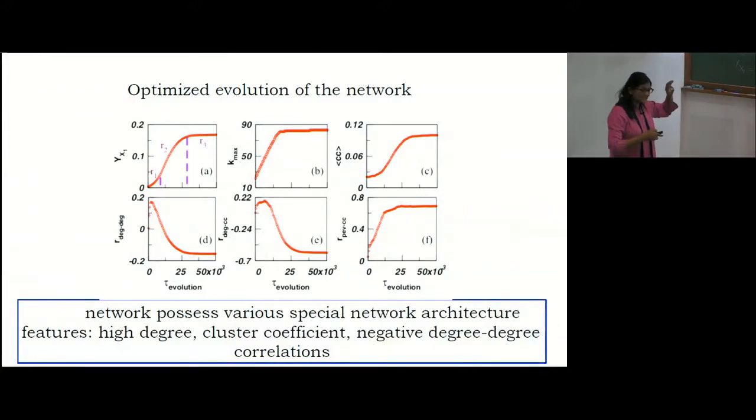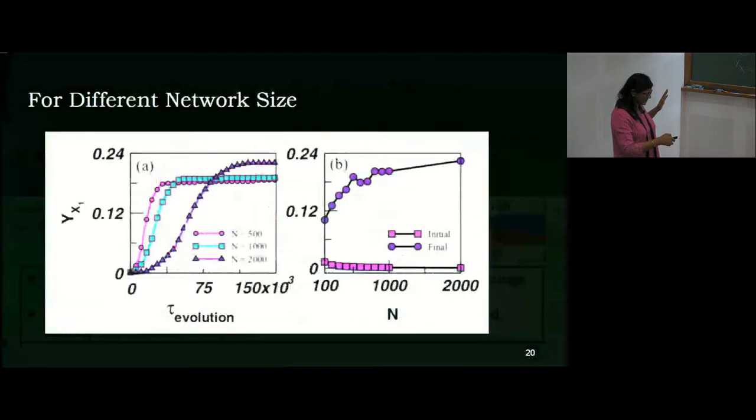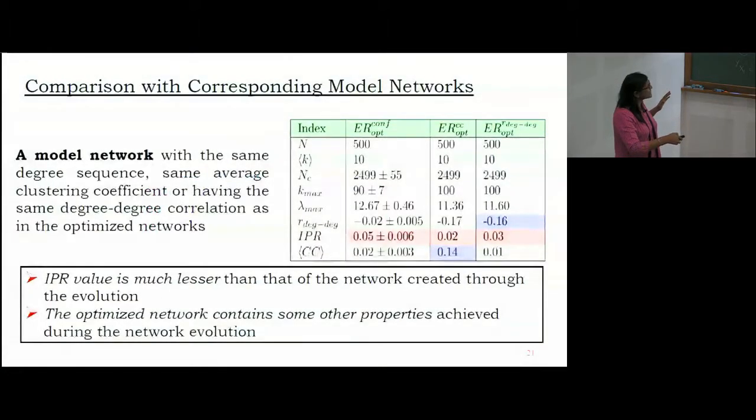So we thought, okay, maybe this property can tell us why we are getting the localized network. But we constructed a random network with the same degree sequence as the optimized network, and again we found that the IPR is very small. So not a single model network can capture the property which we found in the optimized network, and the IPR value is much lower than for the network created through the evolution.